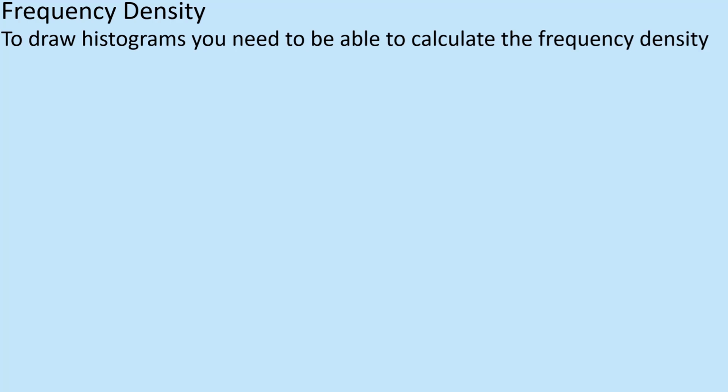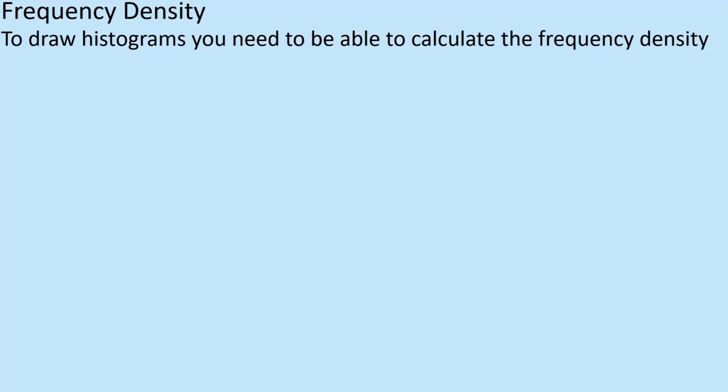Now frequency density is the bit that goes on the left hand side of the graph. So rather than frequency, we don't put frequency on the left hand side, so it's not that type of graph, it's not a bar chart or anything like that. It's a frequency density, all right? So that matters in terms of the class width, how wide that class width is. So unlike a bar chart, your bars will be different widths, all right? So that's the key thing.